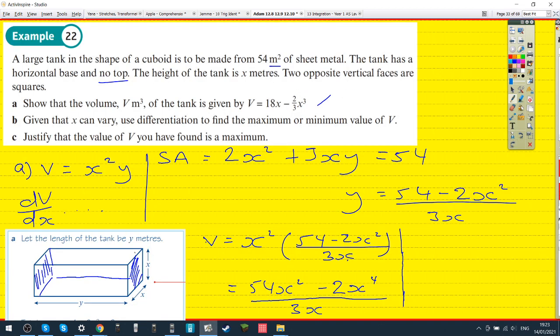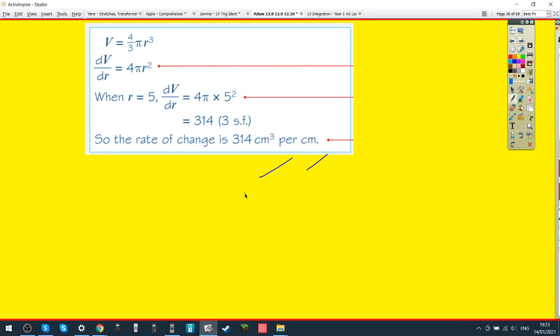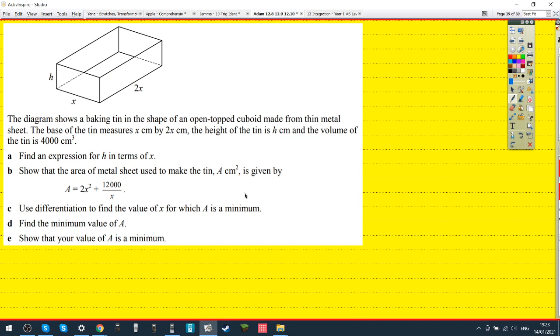And so the manufacturers of this large tank should make it 3 meters by 3 meters by something else. That would maximize the volume for the amount of sheet metal they have. And that's the practical interpretation of this differentiation, or one of them. But very big picture is you get 2 equations involving the solid or the shape. You sub one into the other, so that you go from having one equation with 2 unknowns, 2 variables, to one equation with 1 variable, which you can then differentiate. But it ain't easy. Okay, let's try this one.